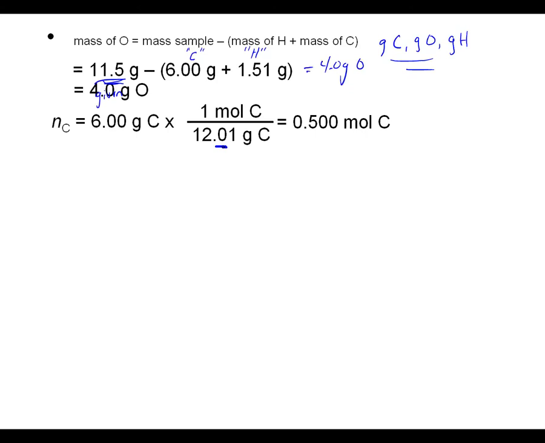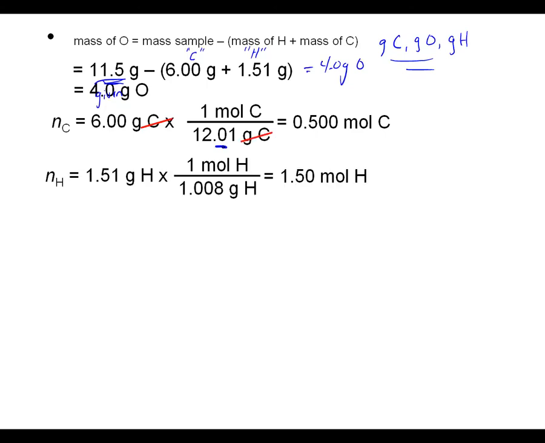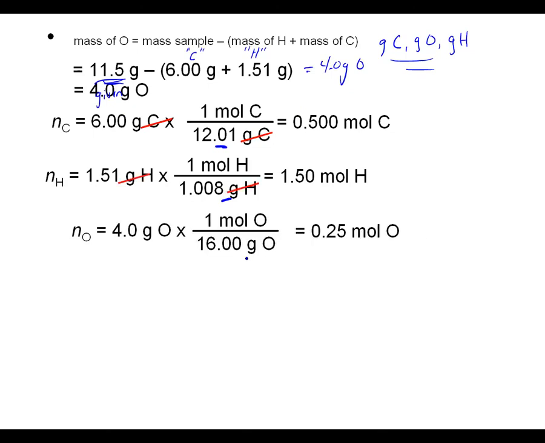We then take the grams of hydrogen that we calculated on the previous page, and use the molar mass of hydrogen from the periodic table, and that will give us the moles of hydrogen. And now that we have the grams of oxygen, we can divide it by the molar mass of oxygen from the periodic table, which is 16 grams per mole. At this point, we want to divide by the smallest number of moles, which in this case looks like our oxygen. So we're going to divide everybody by that 0.25 moles.